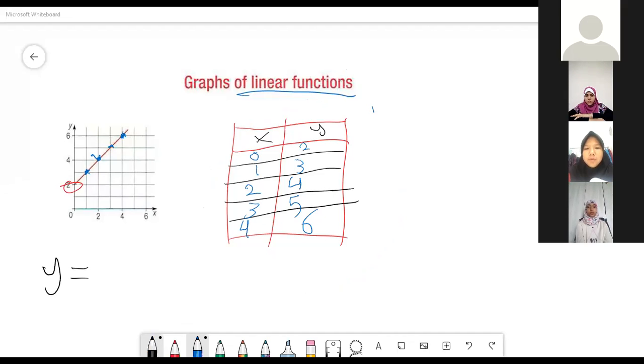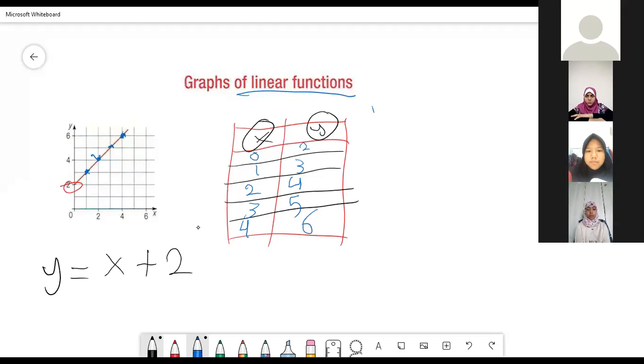Y equals x plus 2. Okay, this is y, this is x, right? So y is the output. You said y equals x plus 2, right?